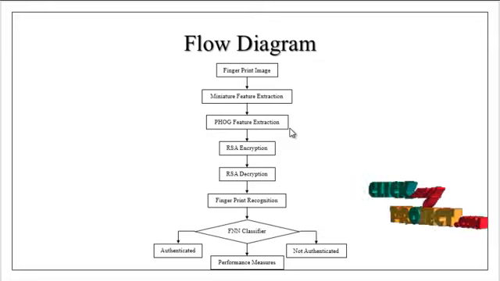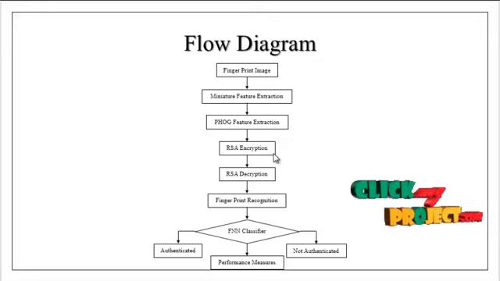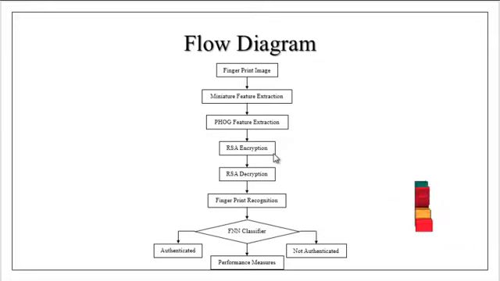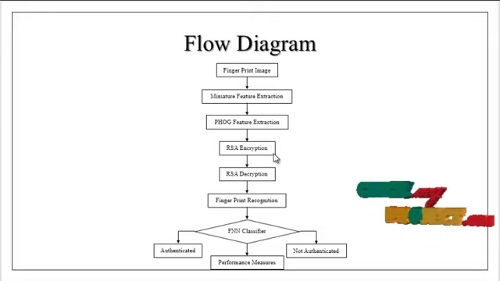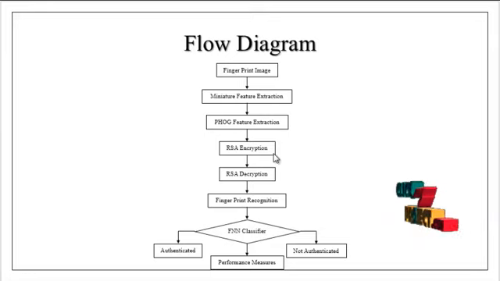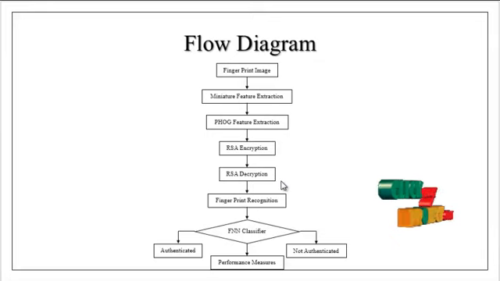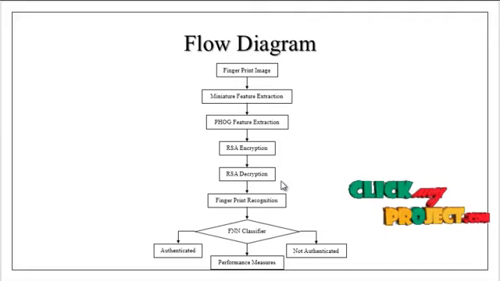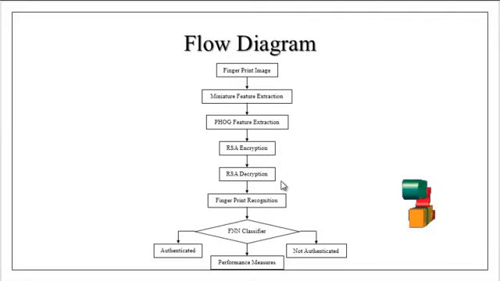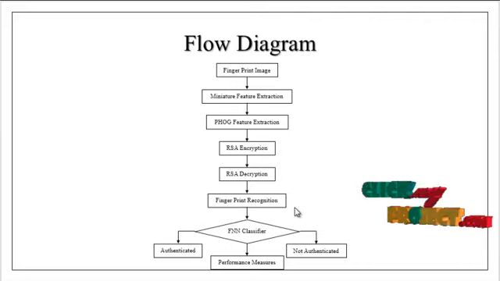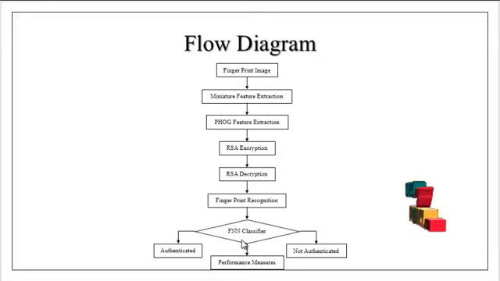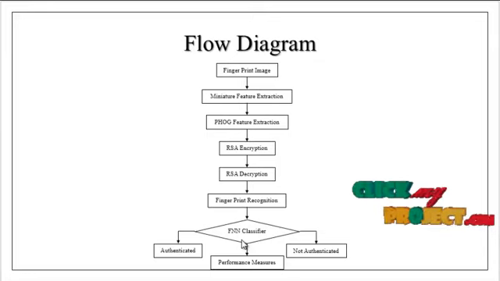After these two modules, we go for the encryption. In this encryption process, we use the RSA algorithm to encrypt the data. After the encryption, the data will be more secure. So we have to decrypt the data. If the user is the appropriate user, the data will be decrypted using the RSA algorithm. After the decryption, the fingerprint recognition will be carried out. For this fingerprint recognition we are using the FNN classifier.